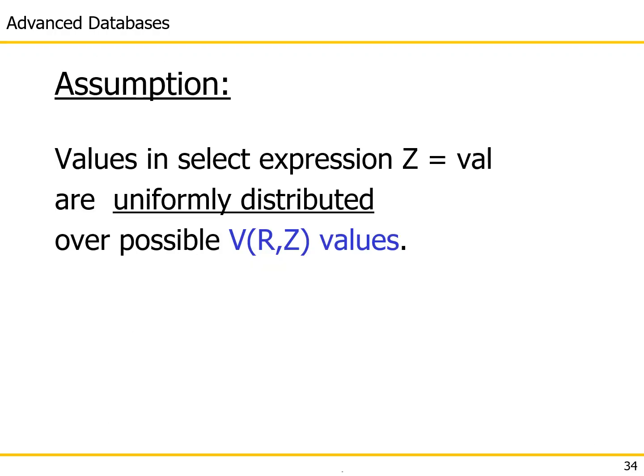Okay? So this is what I tried to highlight in my previous explanation. We are assuming here that the values are uniformly distributed, okay, over all possible values. Okay? I don't have bias in my queries here.